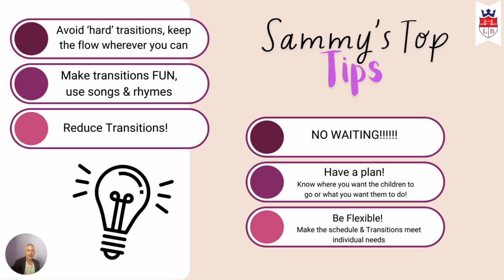My top tip number 4 is one of my big mantras in early years. No waiting. Children should not be asked to wait. We're not trying to teach children patience or waiting skills. That is not a skill that we need to be teaching children. And asking them to wait for things is not a way to support the development of patience either. And it's certainly not age appropriate, and certainly not when we're thinking about children 0 to 3.